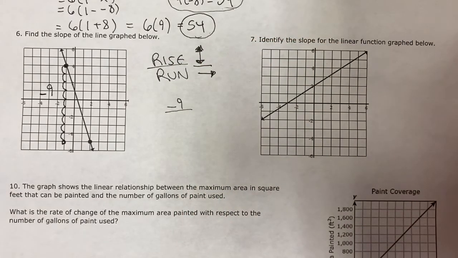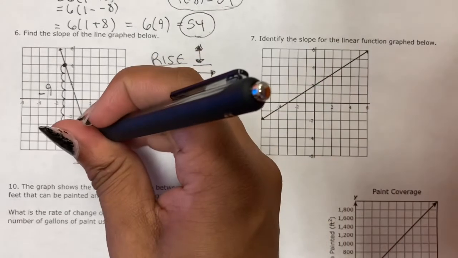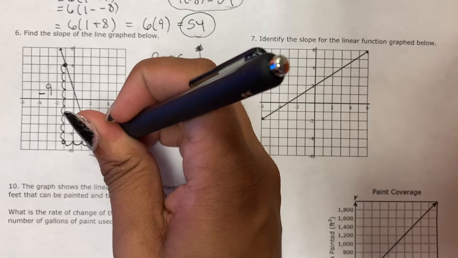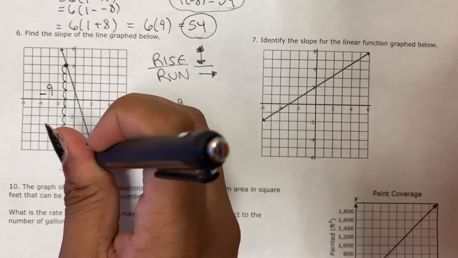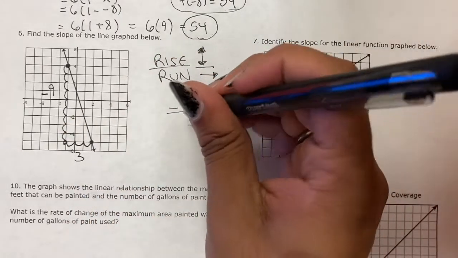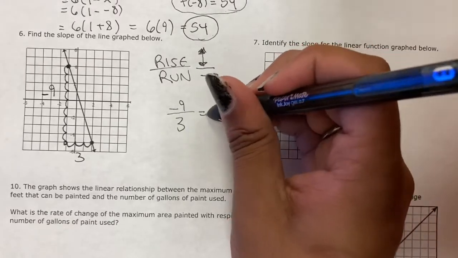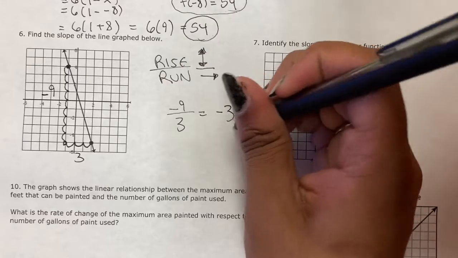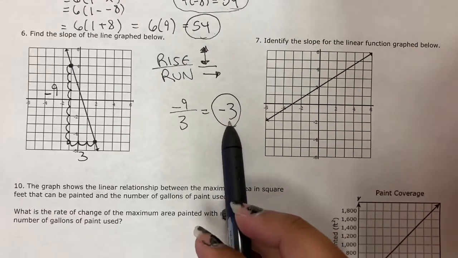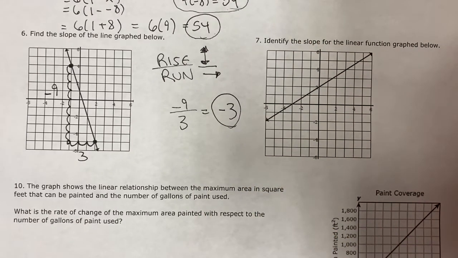Now for the run, I'm going to see how far forward I go before I get to the point. So I'm going to count 1, 2, 3. So I move over 3 times. So my run is 3. -9 divided by 3 is going to give me -3. So my slope, my rate of change, is -3.